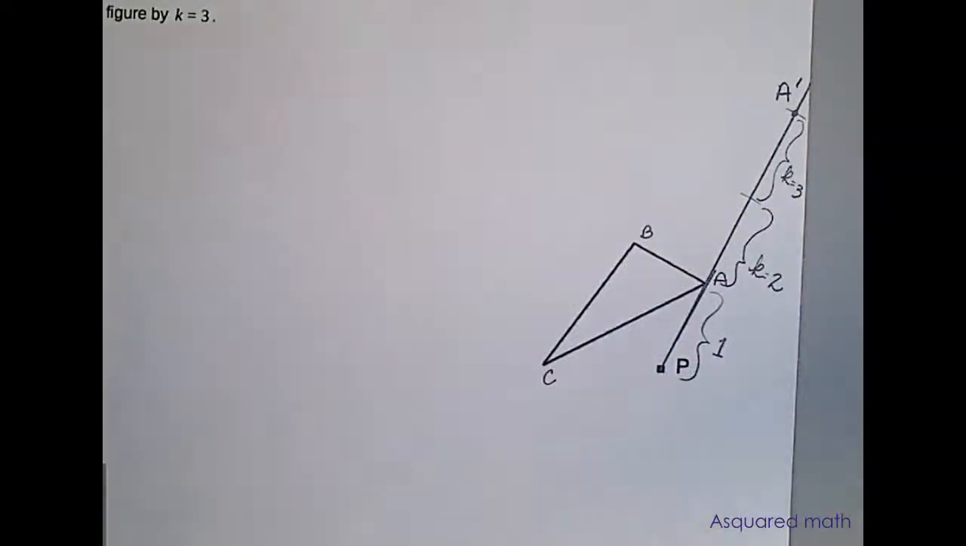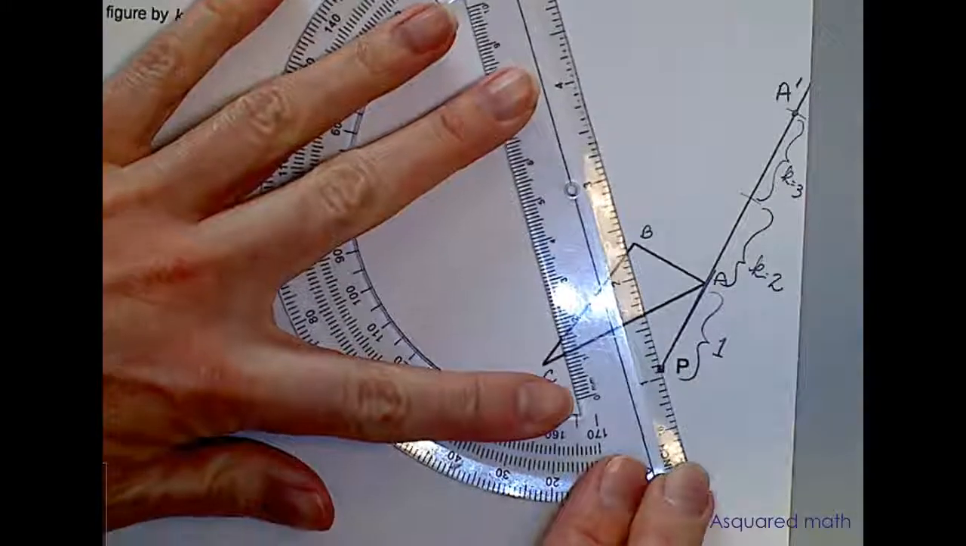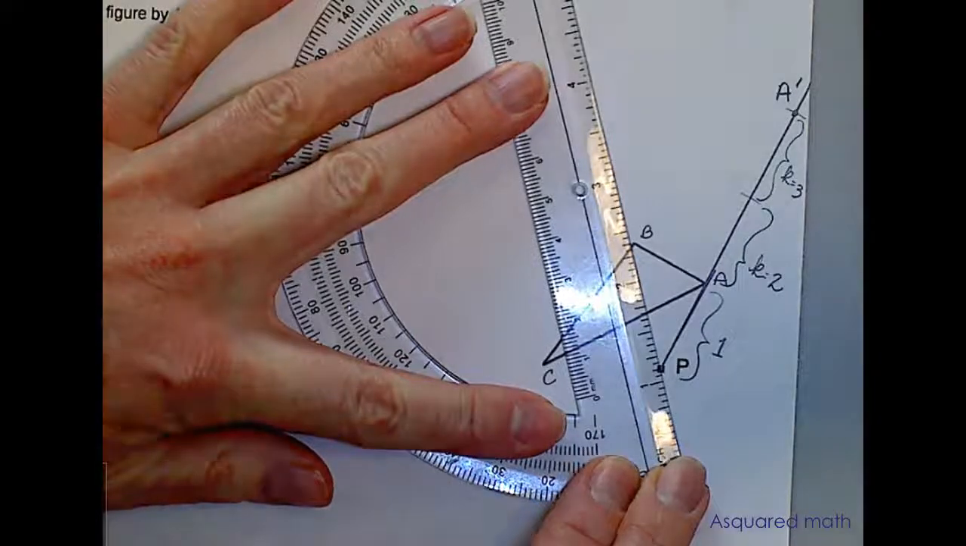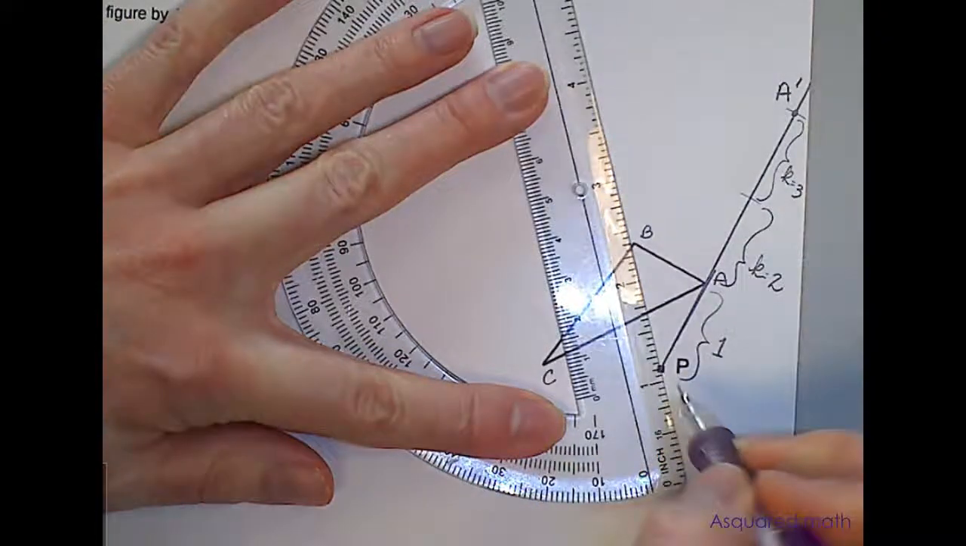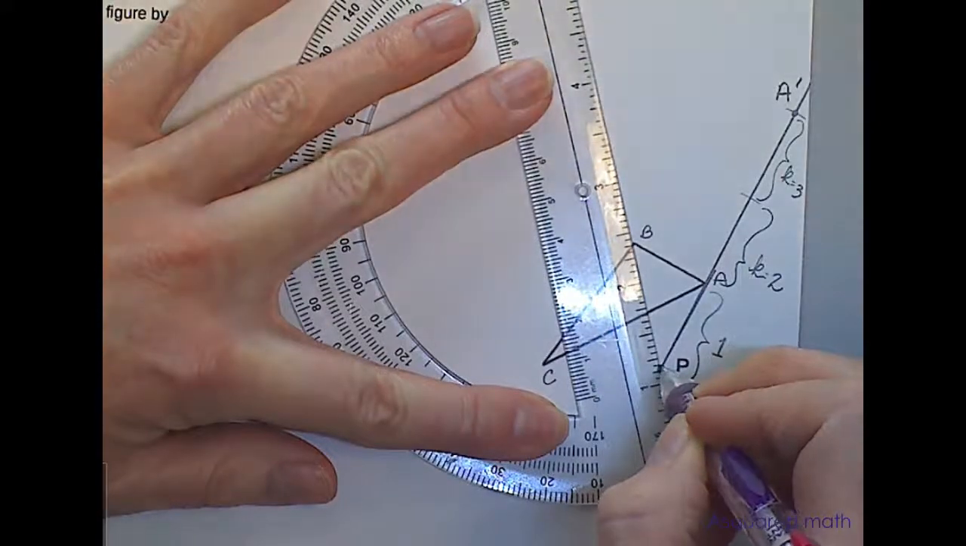We're going to repeat this process for all of the points on the triangle, and our lines are going to get pretty long because the scale factor of 3 is pretty big. If you think about it, it is 3 times the size of the original image.